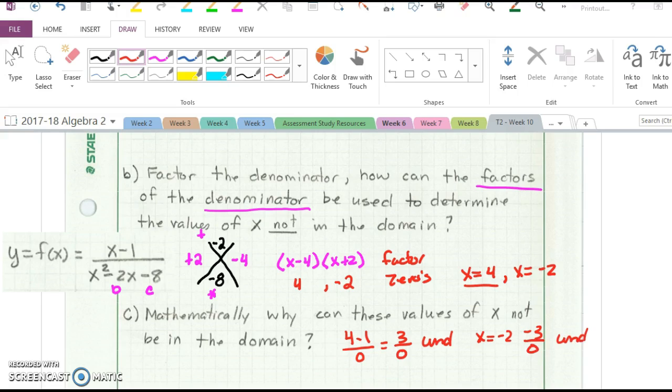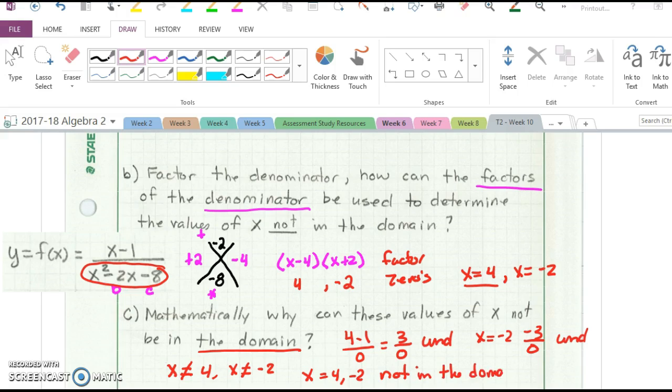That's also undefined. And so for that reason, mathematically, when the factors of the denominator equal 0, those are the values that are not in the domain. So we would say x could not equal 4, x could not equal -2, or we could say x equals 4 and -2 are not in the domain. All other values of x are in the domain.